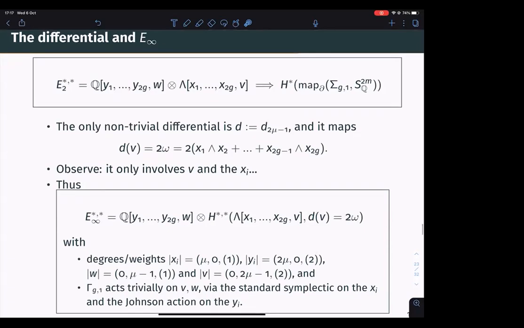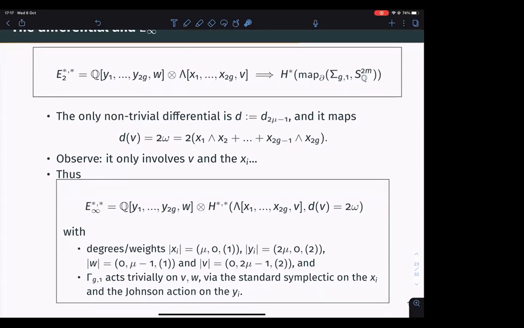So we observe that this differential only involves V and W. So the infinity page, you can disentangle this, essentially put it out of the homology, and you have the homology of only this bit on the right. So the infinity page is this, with weights and degrees as from before, the gamma G1 action as from before.